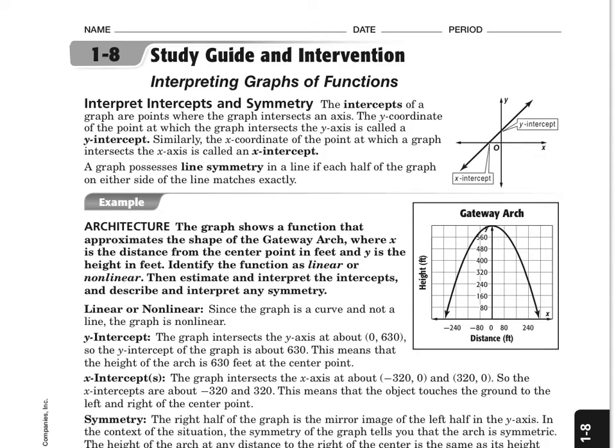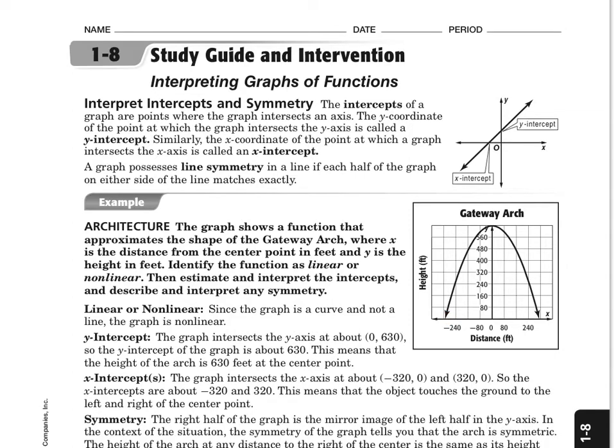So we've already talked about the intercepts, x and y, and line symmetry, and also linear or nonlinear. And remember, for the x and y intercepts, you need to interpret the answers. Like for this example at the beginning, here are our x-intercepts, where it intersects the x-axis. And that was how wide the base of the arch was, because this is the center, and from here to here, this is where the arch hits the ground.